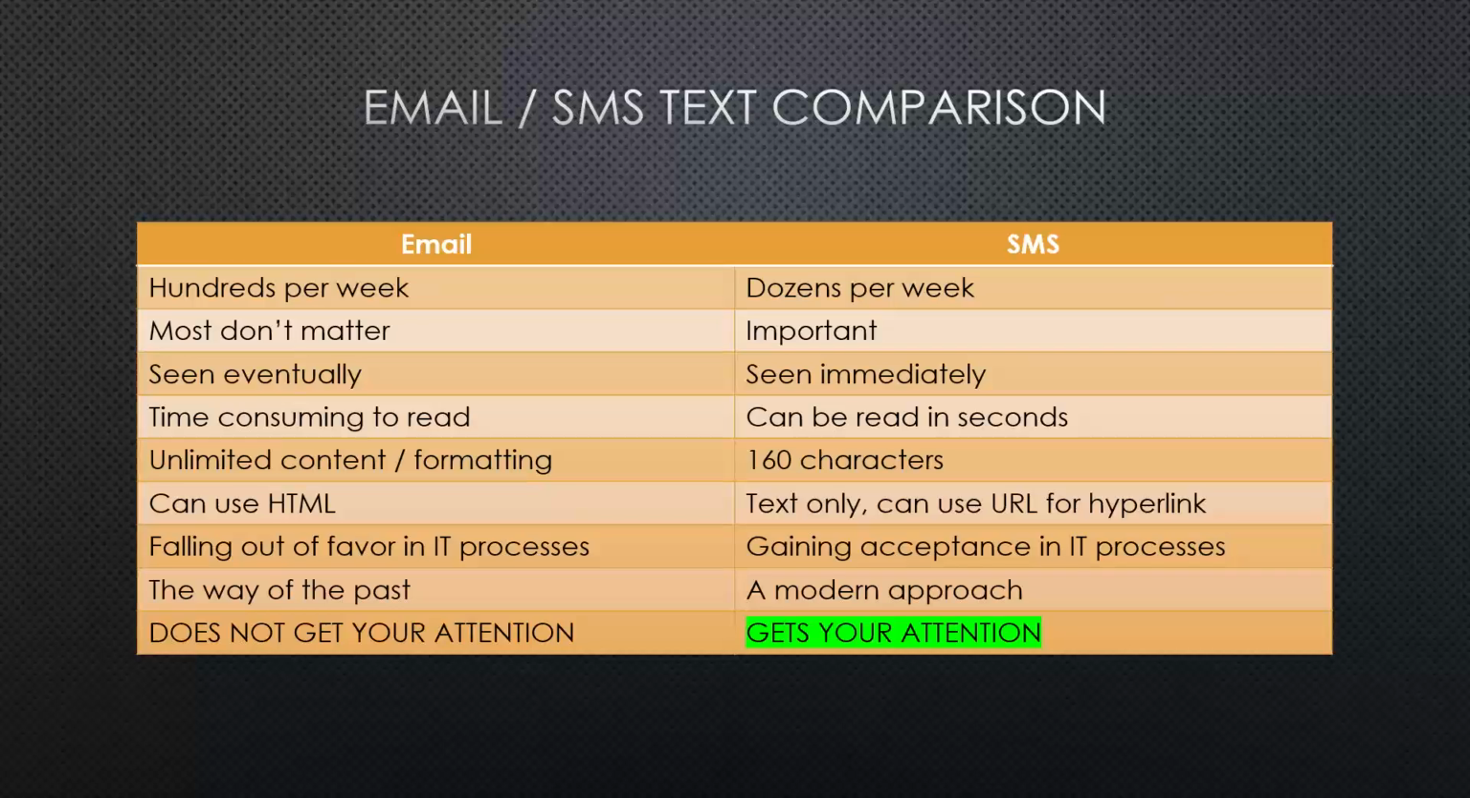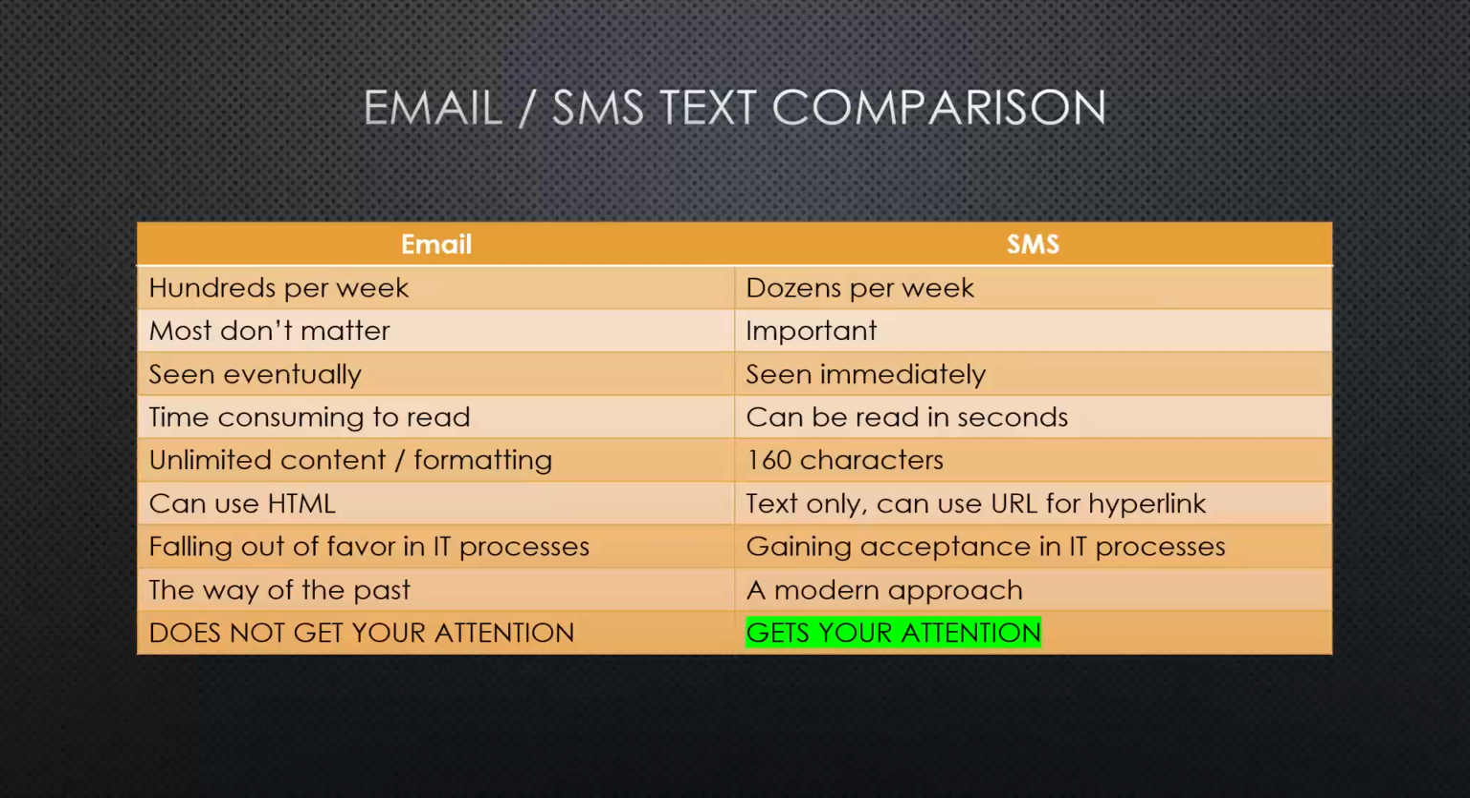On emails, we tend to eventually see those, whereas text messages are generally seen right away. Emails take a lot of time to go through. You kind of have to dig through and catch up. Text messages are pretty much instantaneous. You can just read it in a few seconds. Emails have HTML formatting and pictures and all that type of thing, whereas texting is just exactly that. It's just 160 characters of text.